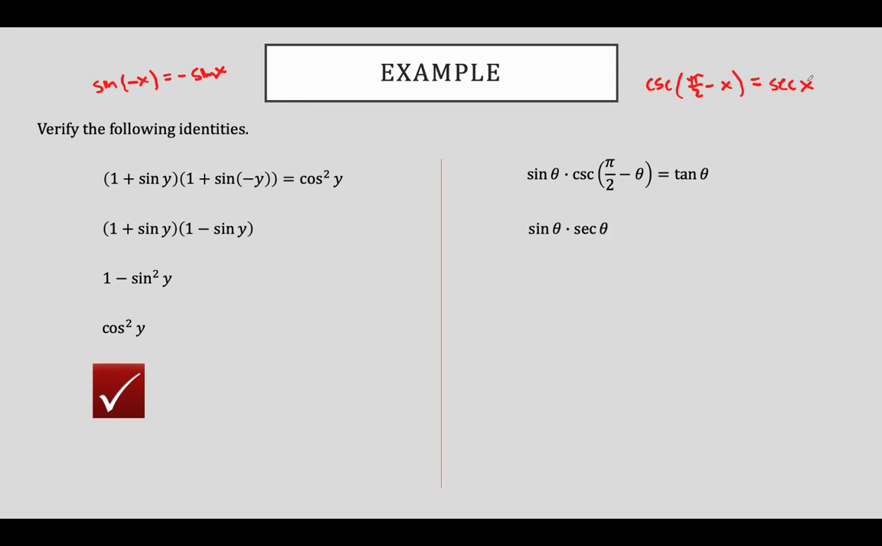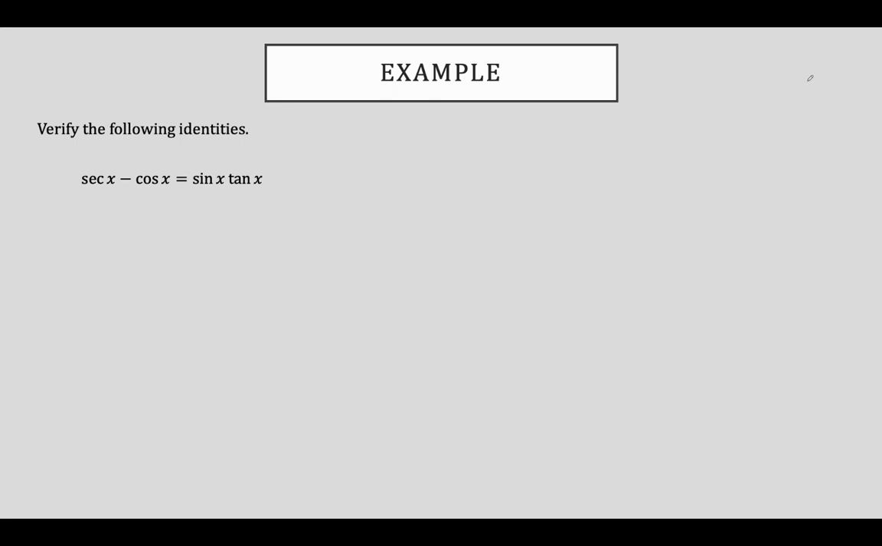So we now have sine theta times secant theta. Well, secant theta, using our reciprocal identity, is 1 over the cosine of theta. Sine theta times 1 over cosine theta gives me sine theta over cosine theta, and sine theta over cosine theta, using our quotient identity, gives us tangent of theta for our final answer. All right, all checks out. Let's take a look at a couple more.